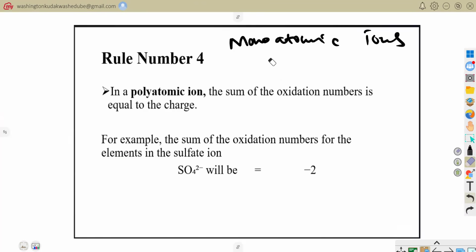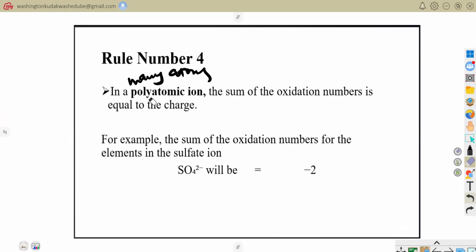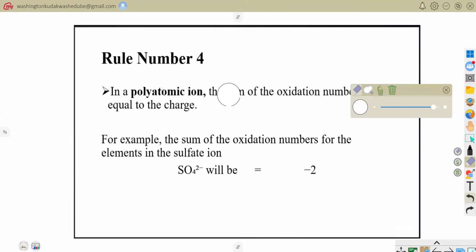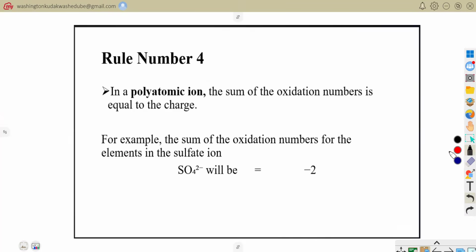What does mono mean? Mono means we have got one atom. That is what monoatomic means. When we say polyatomic, we have got many atoms. So there is a difference when we have got one atom and when we have got many atoms within that compound. So when our ion is made up of many atoms, what would be the oxidation number? We are saying that in a polyatomic ion, the sum of the oxidation numbers is equal to the charge that is being carried by that polyatomic ion.